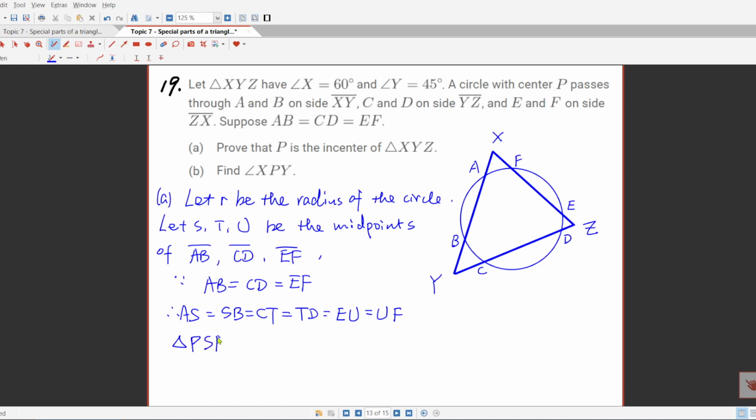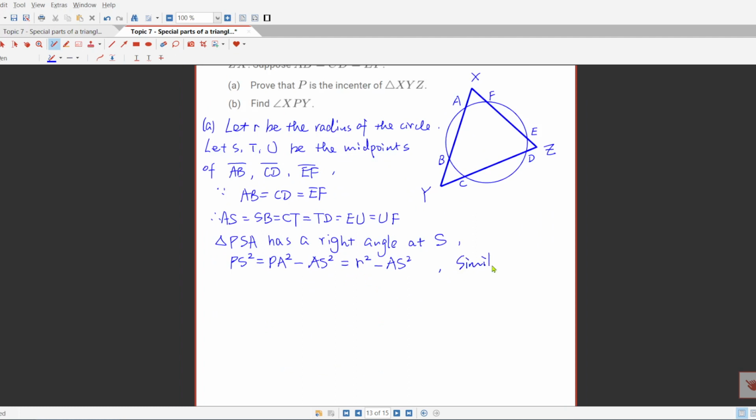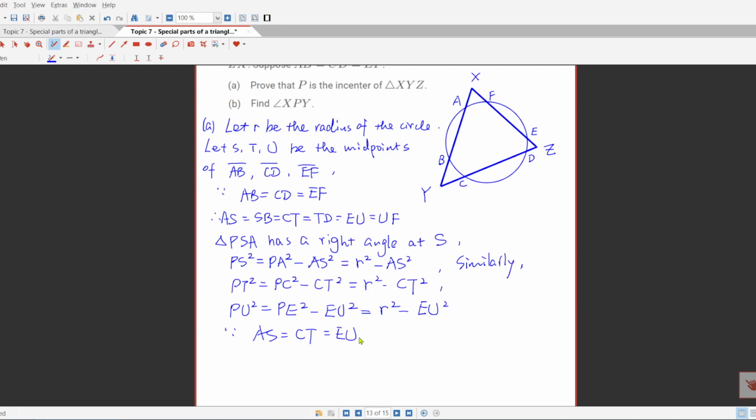So triangle PSA has a right angle at S. So by the Pythagorean theorem, we have PS squared equals PA squared minus AS squared, which is R squared minus AS squared, right? And similarly, using the same theory, we can prove PT squared equals PC squared minus CT squared, which is R squared minus CT squared, right? And also PU squared equals PE squared minus EU squared, which is R squared minus EU squared, right? And because AS equals CT equals EU, we have PS equals PT equals PU, right?